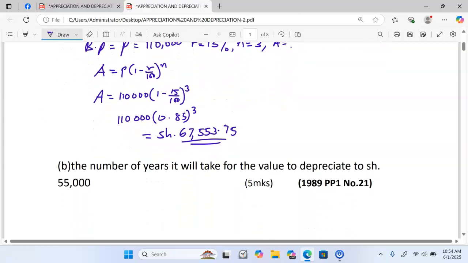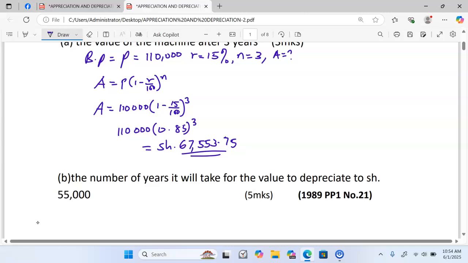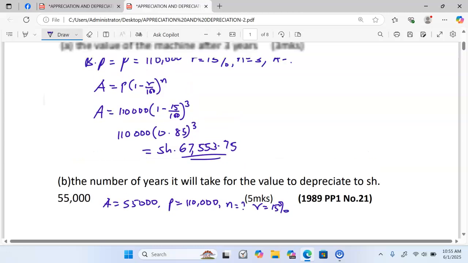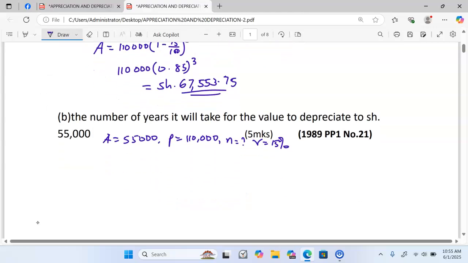We move to part B. They want us to calculate the number of years it will take for the value to depreciate to 55,000. In this case, 55,000 is the amount. It is moving from the principal, which is 110,000, and in this case we are supposed to calculate n, which is unknown, and the rate remains 15% from the previous question, and therefore we use again the compound interest formula.